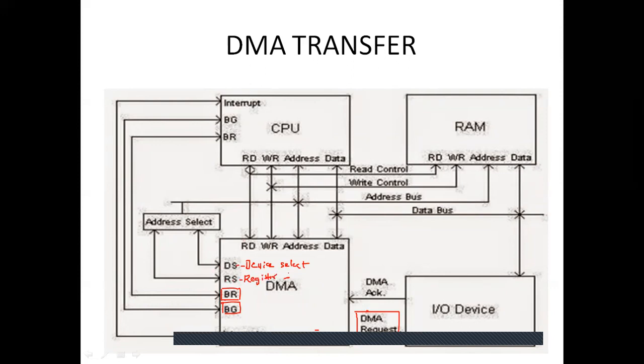Here BR in the sense bus request, and BG in the sense bus grant. So DMA ACK in the sense DMA acknowledgement, and everything else you have known, I guess. Fine. RD in the sense read, WR in the sense write. So this is how the abbreviations of DMA transfer are going to be, right?